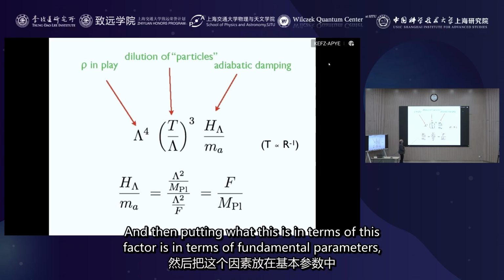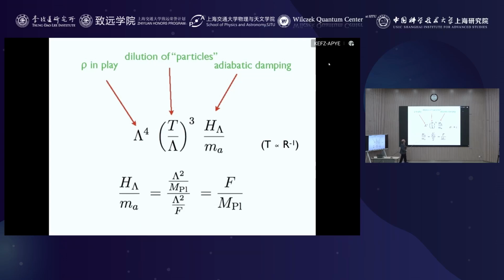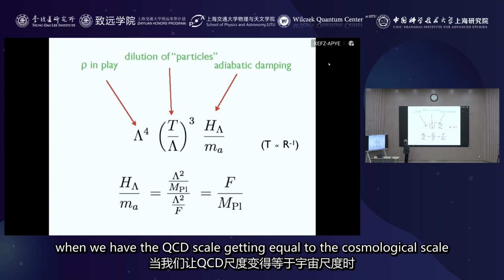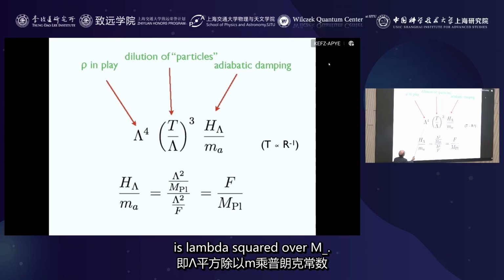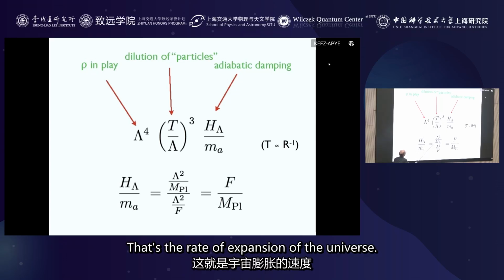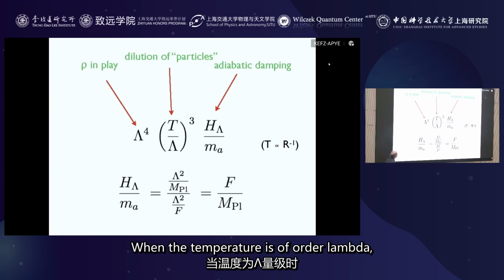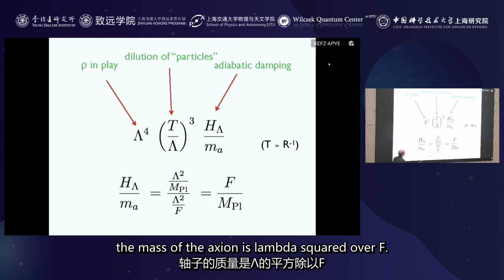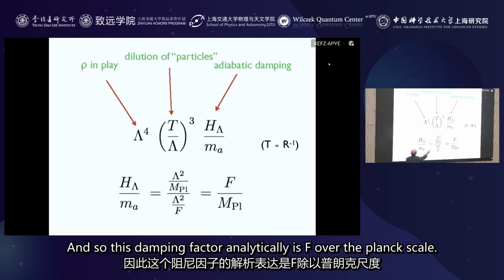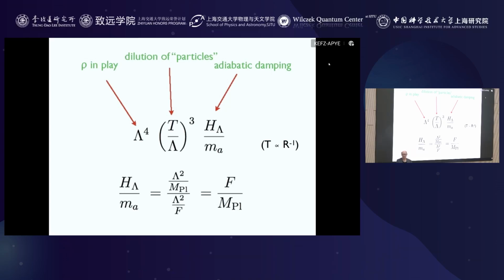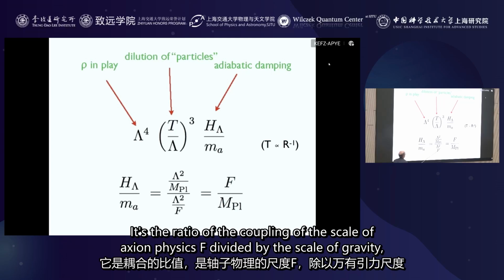Okay. And then putting this factor in terms of fundamental parameters, the Hubble parameter, when the QCD scale gets equal to the cosmological scale, is lambda squared over m Planck. That's the rate of expansion of the universe when the temperature is of order lambda. At that time, the mass of the axion is lambda squared over f, and so this damping factor analytically is f over the Planck scale. It's the ratio of the scale of axion physics, f, divided by the scale of gravity, which is the Planck scale.